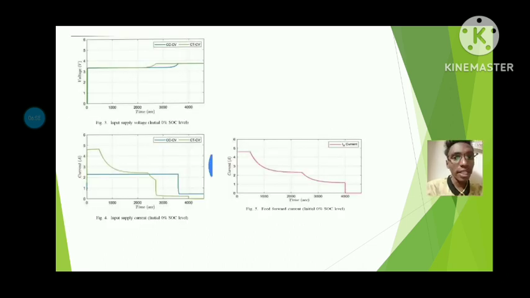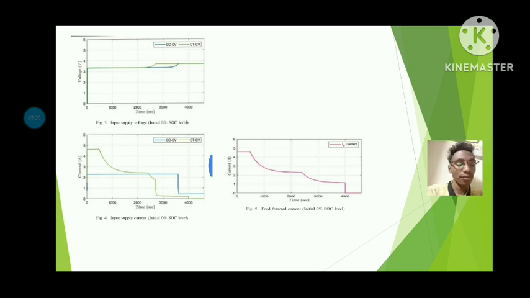Here you can see fig 3, the input supply voltage at initial 0% SOC level. Fig 3 and fig 4 indicate the same initial input supply current. Fig 3 indicates the initial supply voltage, fig 4 indicates the initial supply current, and fig 5 indicates the feed forward current FFC at initial 0% SOC level. These three are graphs.